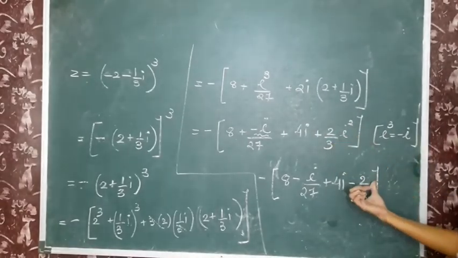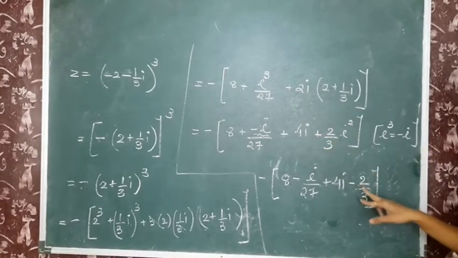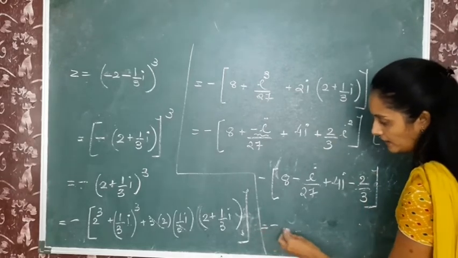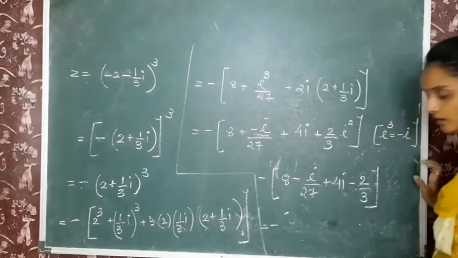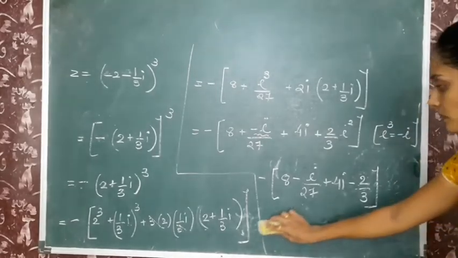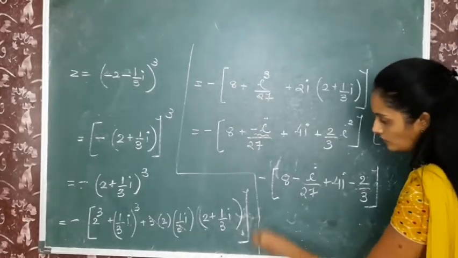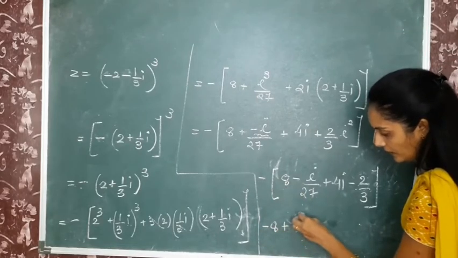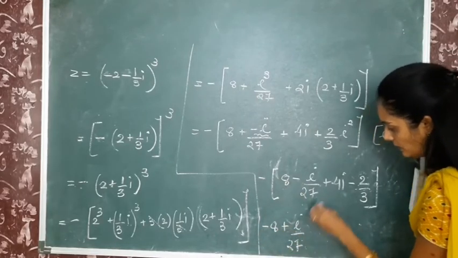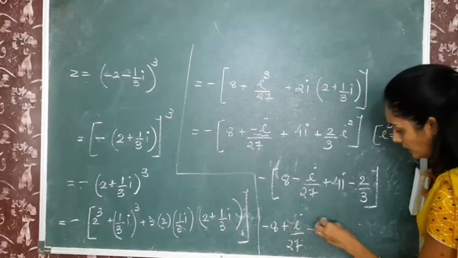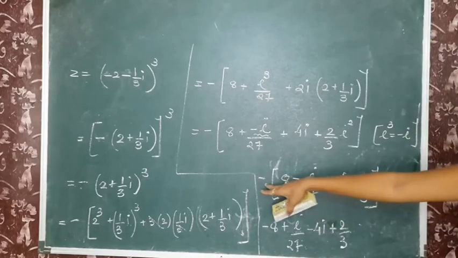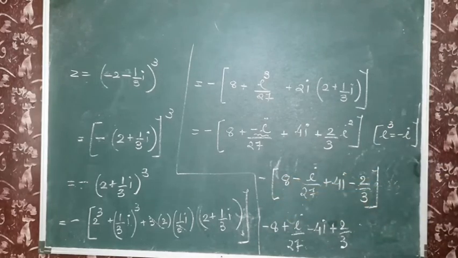I square is replaced by minus 1, so here minus 2 by 3. Minus sign as it is. Otherwise I can open the bracket, so minus 8 plus i upon 27 minus 4i plus 2 by 3. I can give the sign to all these terms.